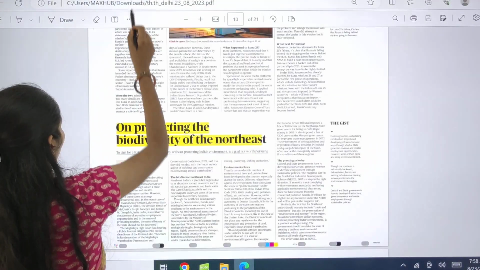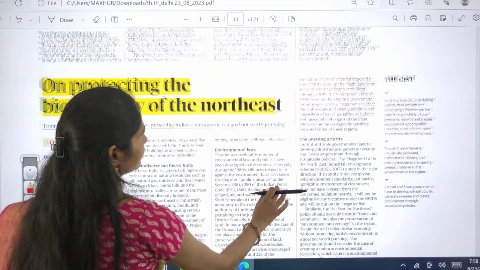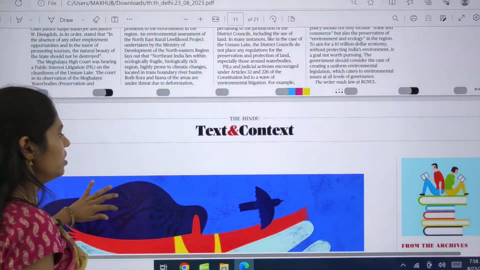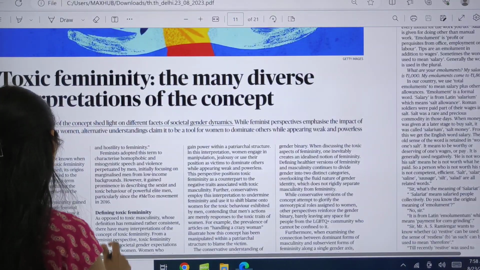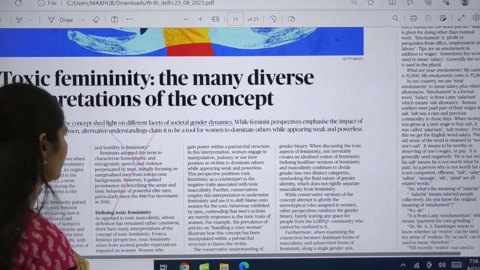And now let us move back to our Hindu page. So in this text and context, this article is not much important.